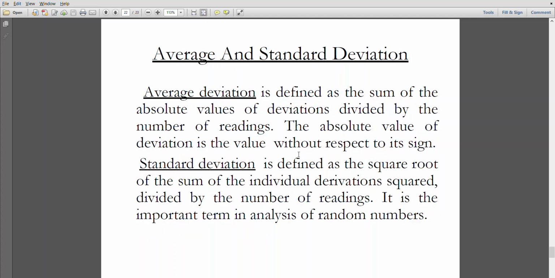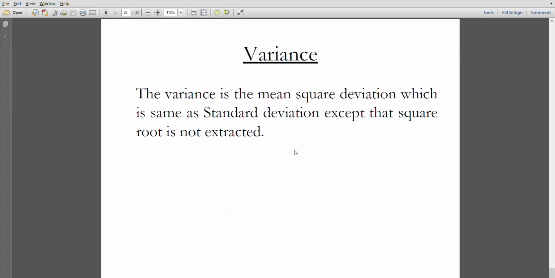Deviation is the departure of the observed reading from the arithmetic mean. If you have many different readings and many different deviations, you calculate the mean of those deviations, and that becomes the average deviation. If you square those deviations, sum them, and take the mean, you get the standard deviation. Variance is the square of the standard deviation.